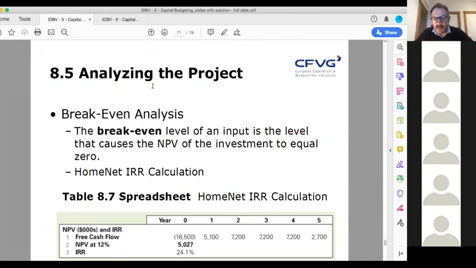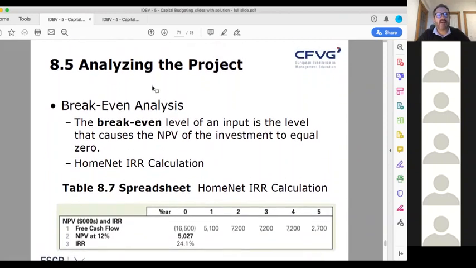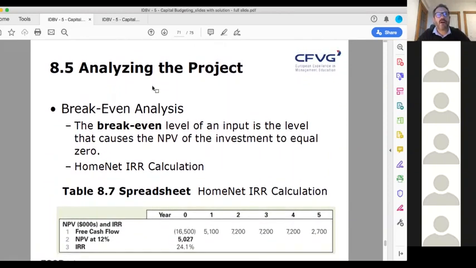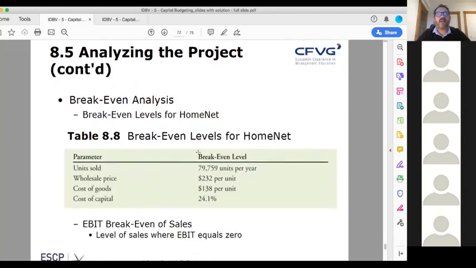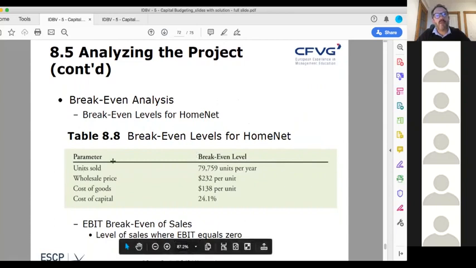Now let's finish with some extra analysis about the project. So firstly, what we call the break-even analysis. The break-even analysis is to try to find the levels for which the NPV is equal to 0, okay? So you can do it one parameter at a time. For the units sold, for example, we can go into the project.